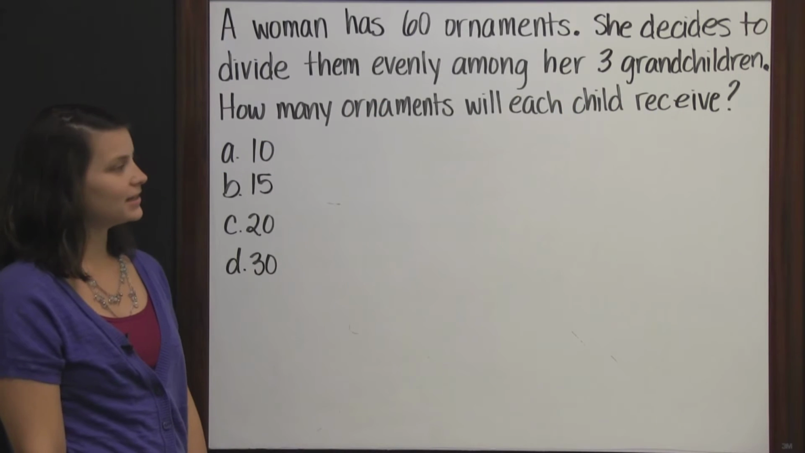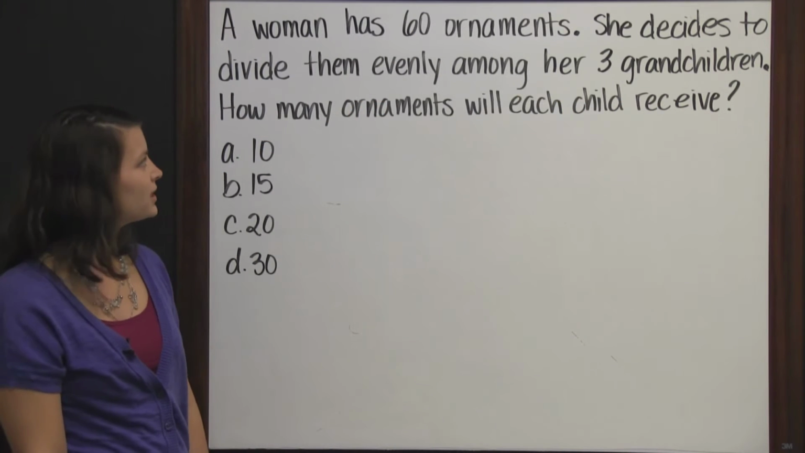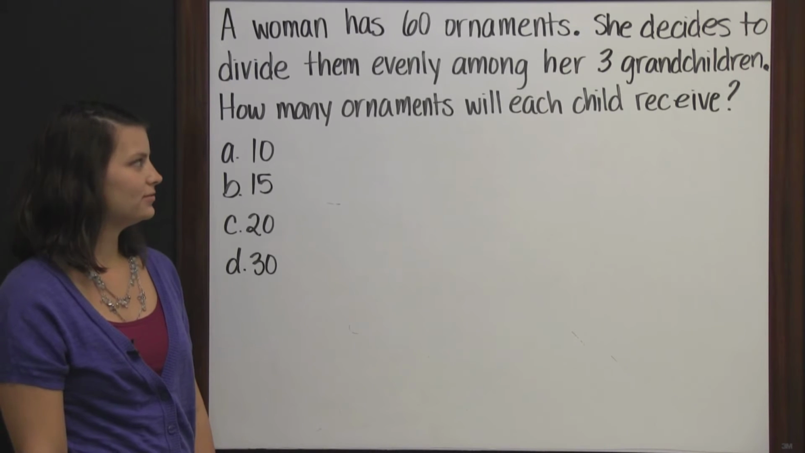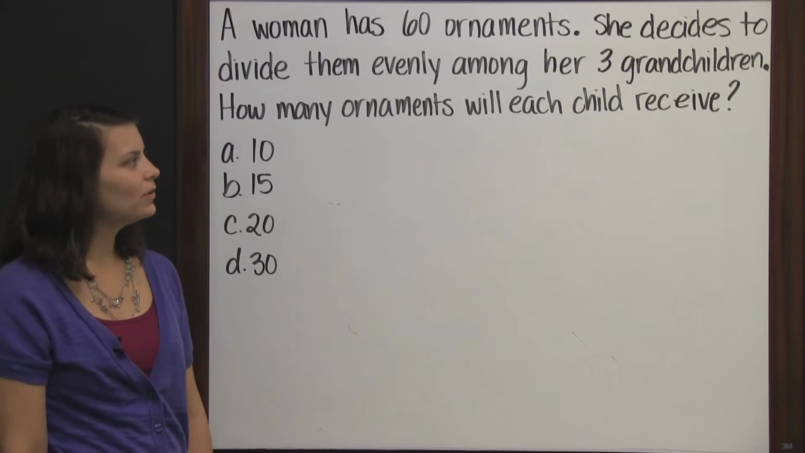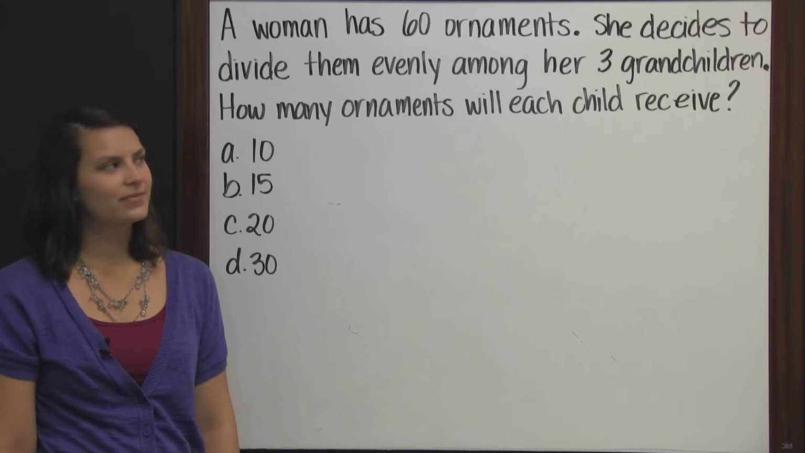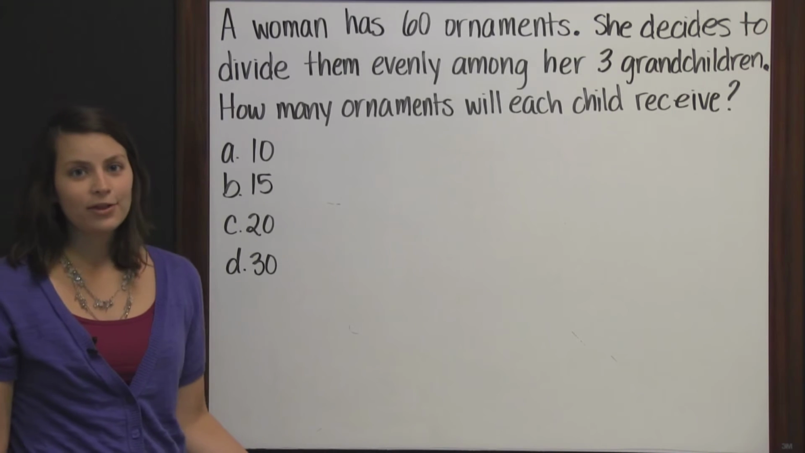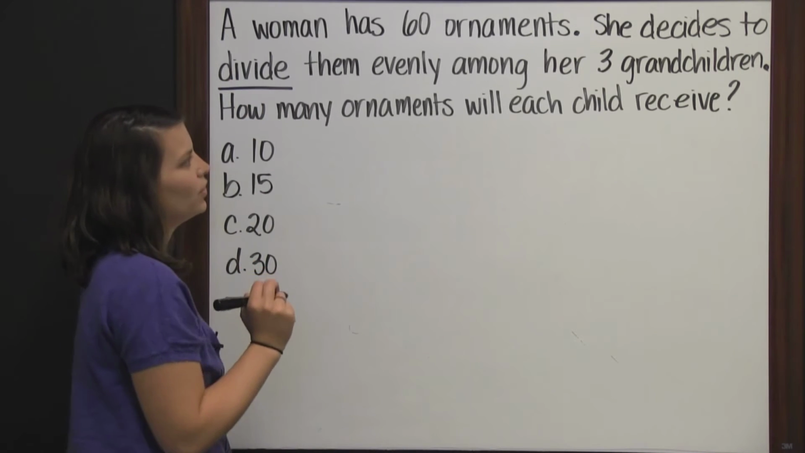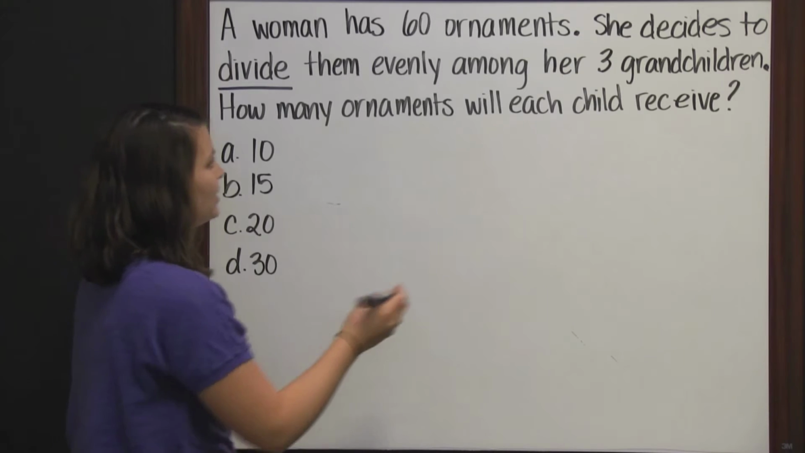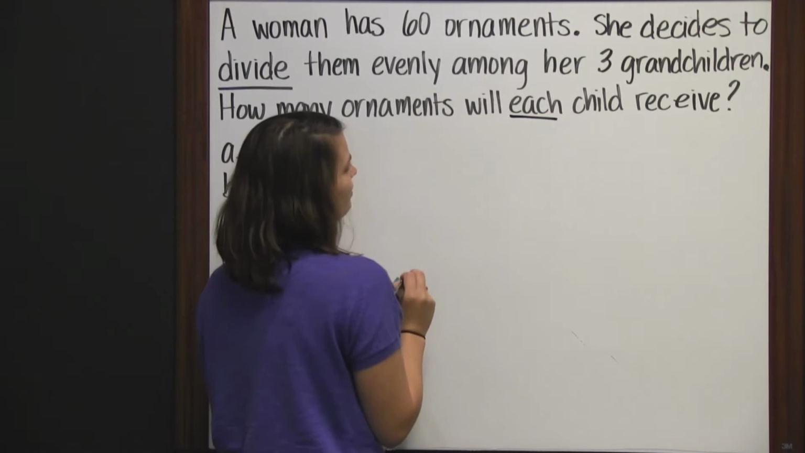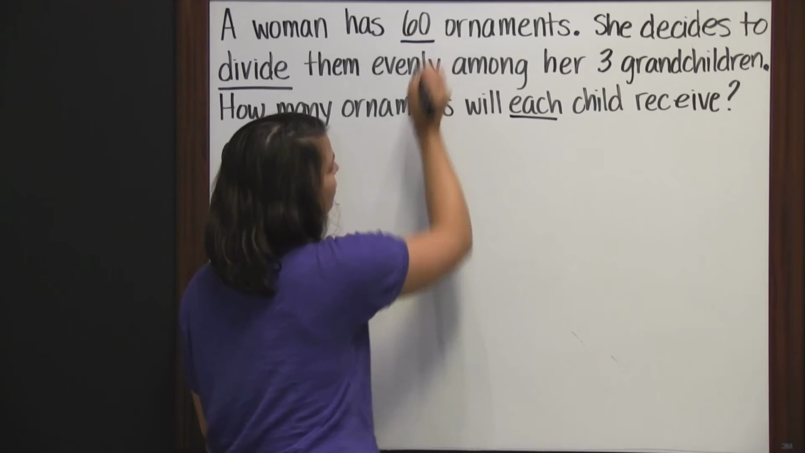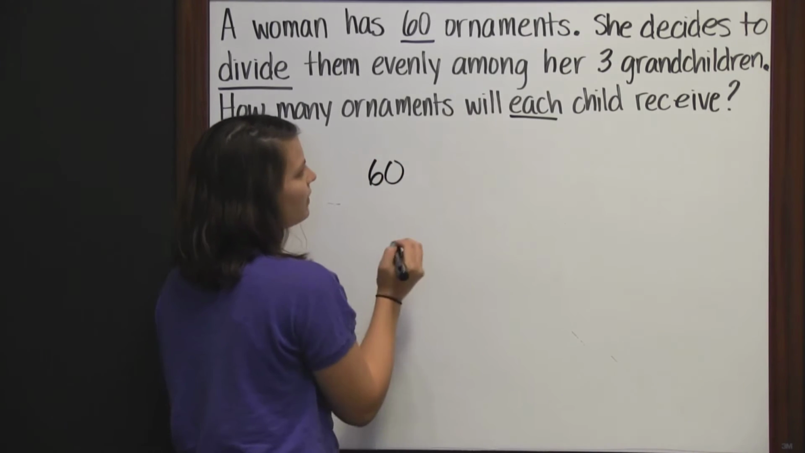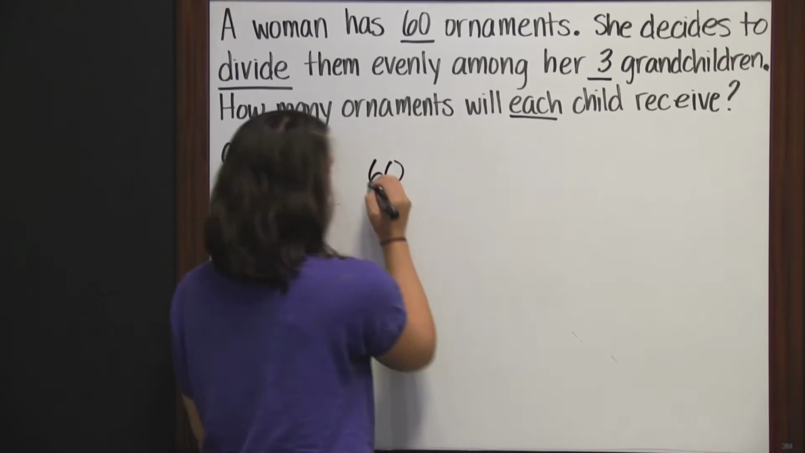A woman has 60 ornaments. She decides to divide them evenly among her 3 grandchildren. How many ornaments will each child receive? Well, they gave us a big clue on what to do here, since it says divide. So to find out how many ornaments each child will receive, we need to take our total number of ornaments, 60, and divide that by how many grandchildren she has.